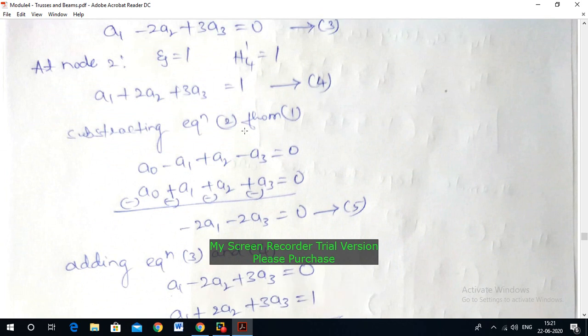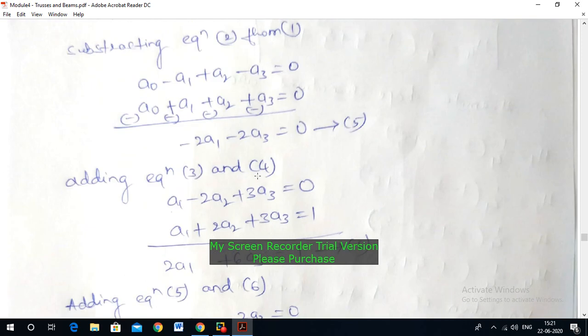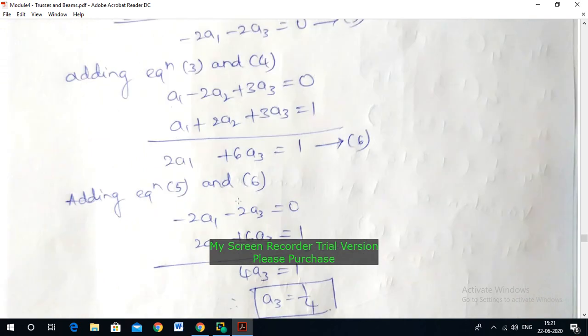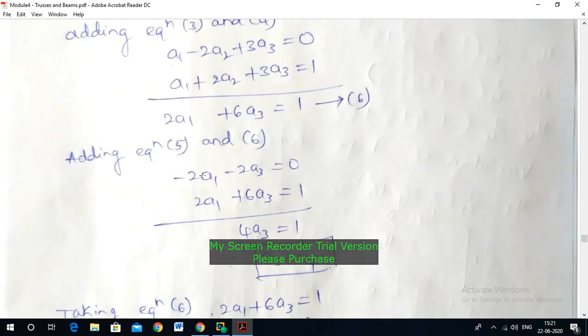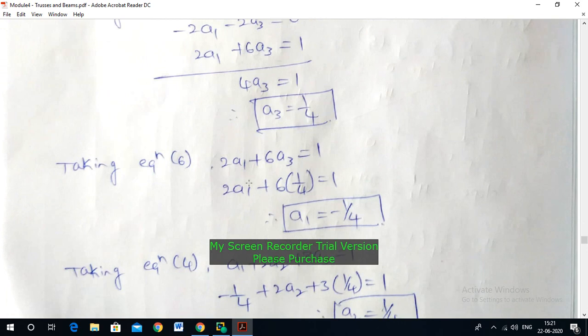Subtracting equation 2 from 1, I will get A0 minus A1 plus A2 minus A3 equal to 0. And finally, subtracting equation number 3 from 4, I will get minus 2A2 plus 2A3 equal to 0. Adding equation number 3 and 4, I will get 2A1 plus 6A3 equal to 1. I call it equation number 6. Adding equation number 5 and 6, I will get A3 equal to 1 by 4.